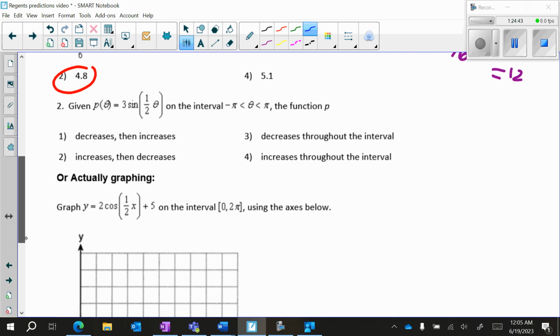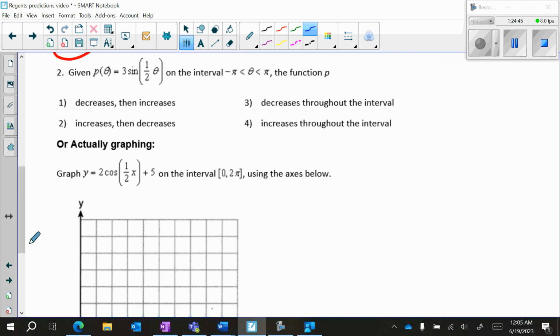So here is a question that's a little harder. It has shown up on the last couple of Regents, so maybe you'll get one like this. They're asking, what is the function doing over this interval? So first, I would recommend sketching whatever you can, okay?